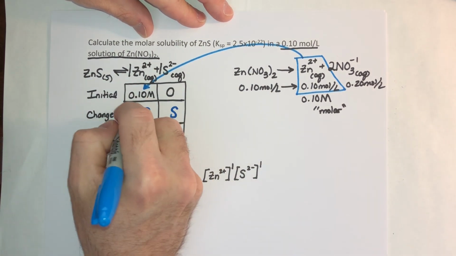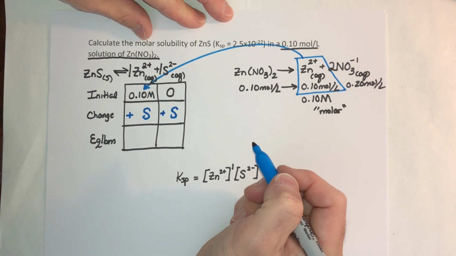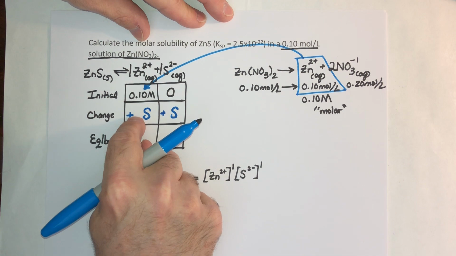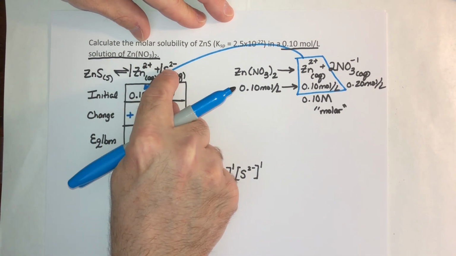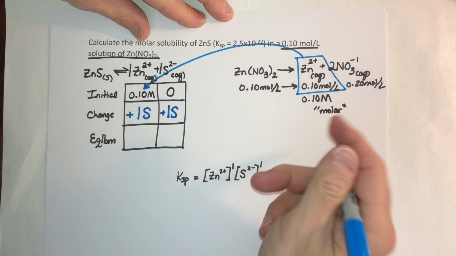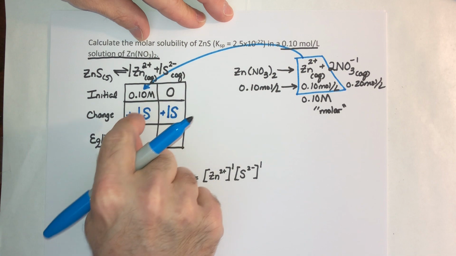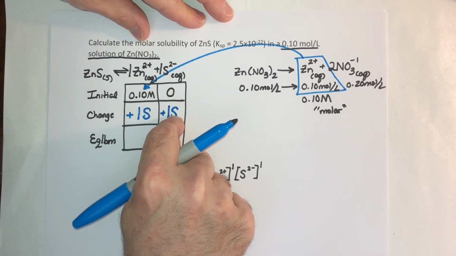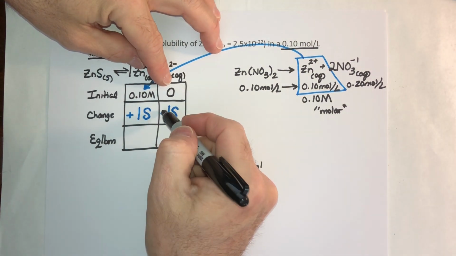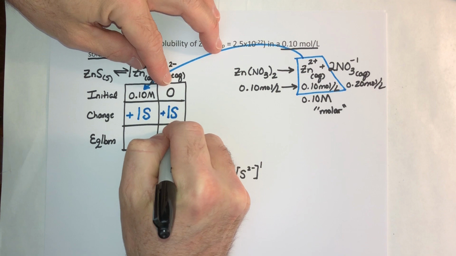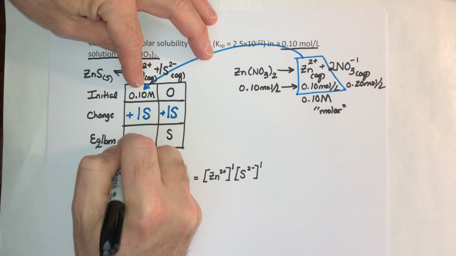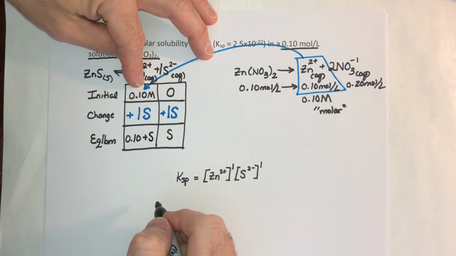Now it is going to be an increase, right? Because a little bit of this will break up, so it will be plus and plus. And one of the important things here is that these coefficients used to balance come into play here. This is a 1-to-1 relationship, so this is going to be a 1-to-1 relationship. In one of the later examples, I have like a 2-to-1, so it would be a 2s to a 1s. Now you just do your math. If I have 0 and I'm adding 1s to it, 0 plus 1s is s. If I have 0.1 and I add s to it, this would be 0.1 plus s.